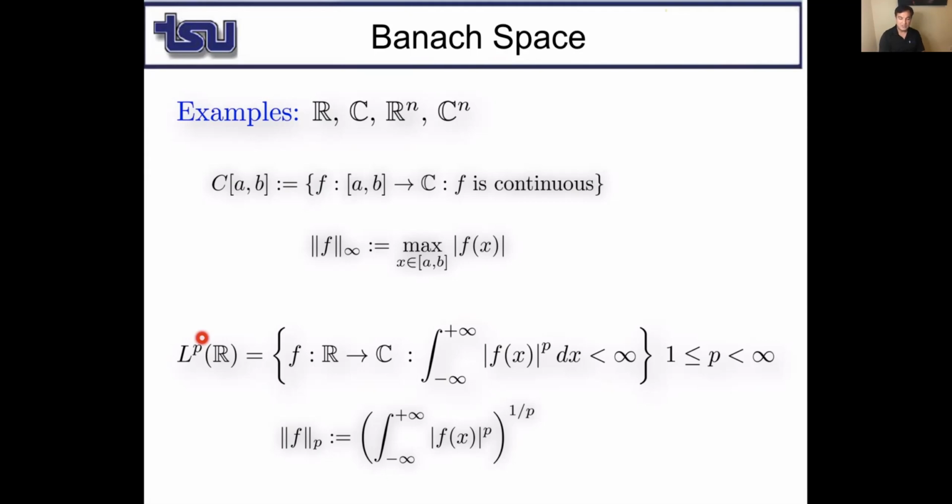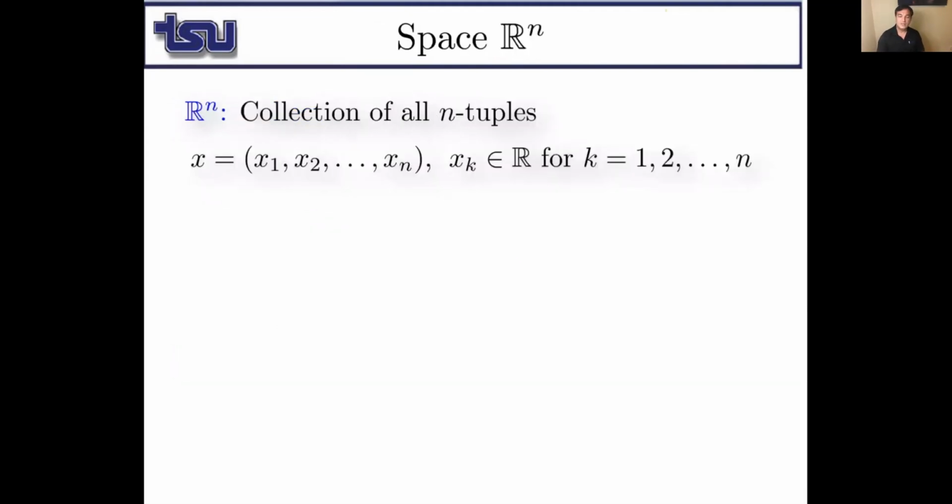So for example, if P is 3, little L3 is basically all sequences x such that the sum from k equals 1 to infinity of x_k to the 3 is less than infinity. That means that's finite. So these are called little LP spaces. And then little LP for P bigger than or equal to 1 are Banach spaces, of course, with respect to this norm.